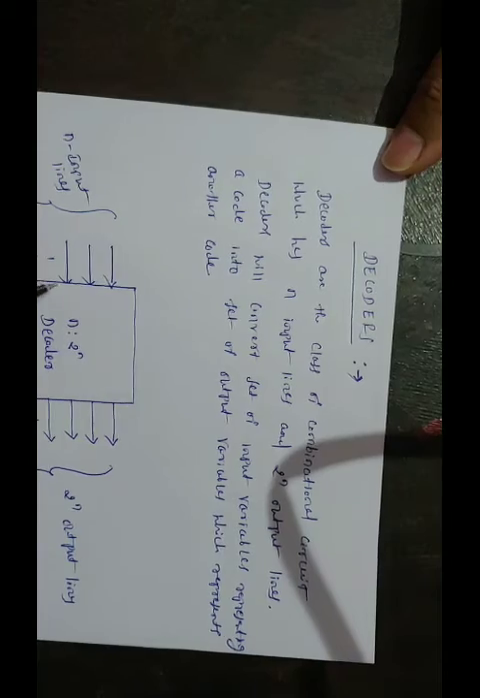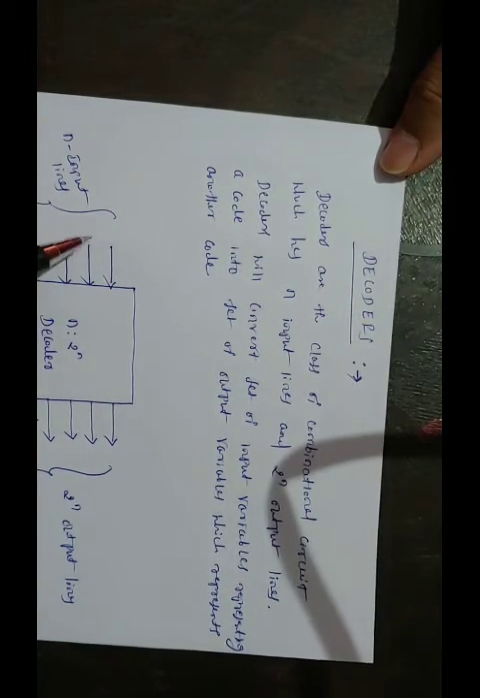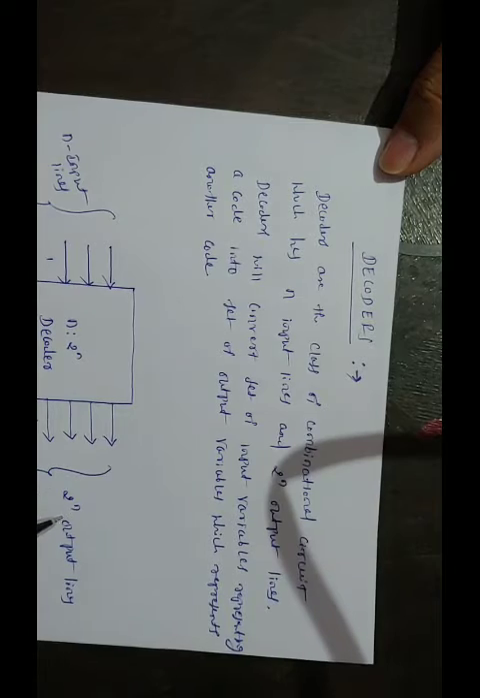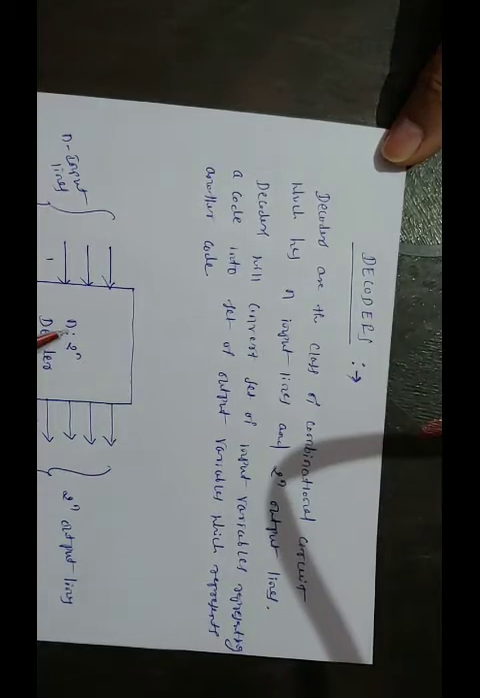Look at here, these n input lines represent one code, so that will be converted into another code. That means the output will become 2 to the power n. Suppose you take an example of n equal to 2. Then 2 to the power n equals 2 to the power 2 equals 4. Then it is a 2 to 4 decoder. That means the input has only 2 lines, the output has 4 lines. So based on the input, which represents a code, that will be converted into an output which will represent another code.